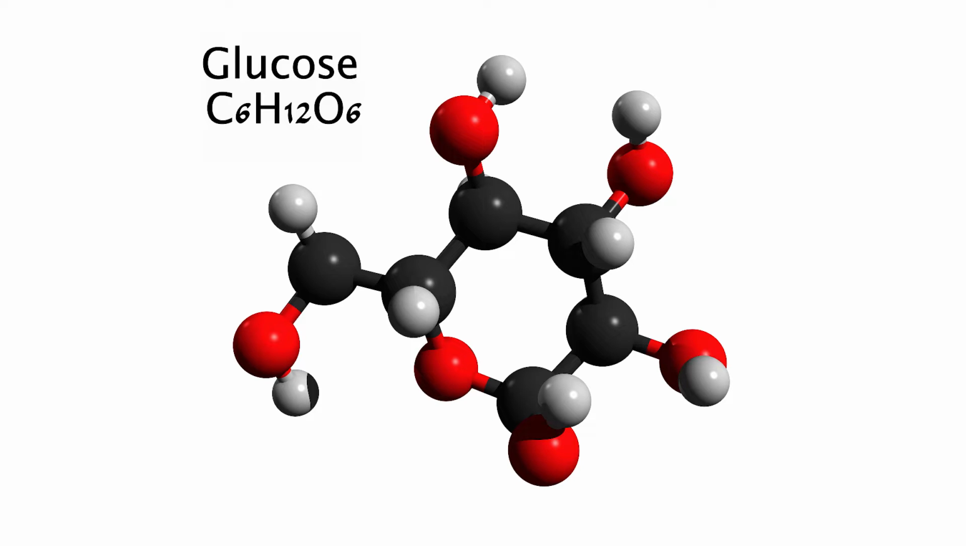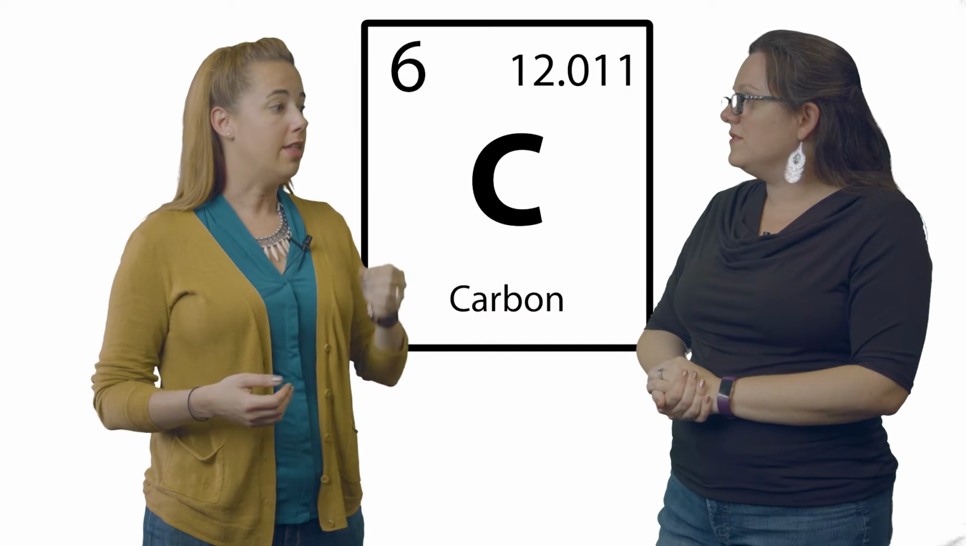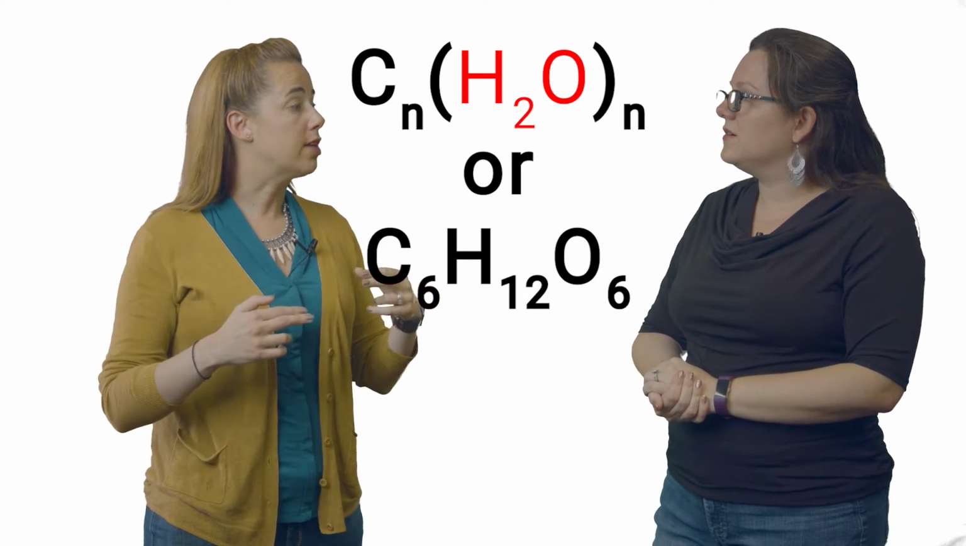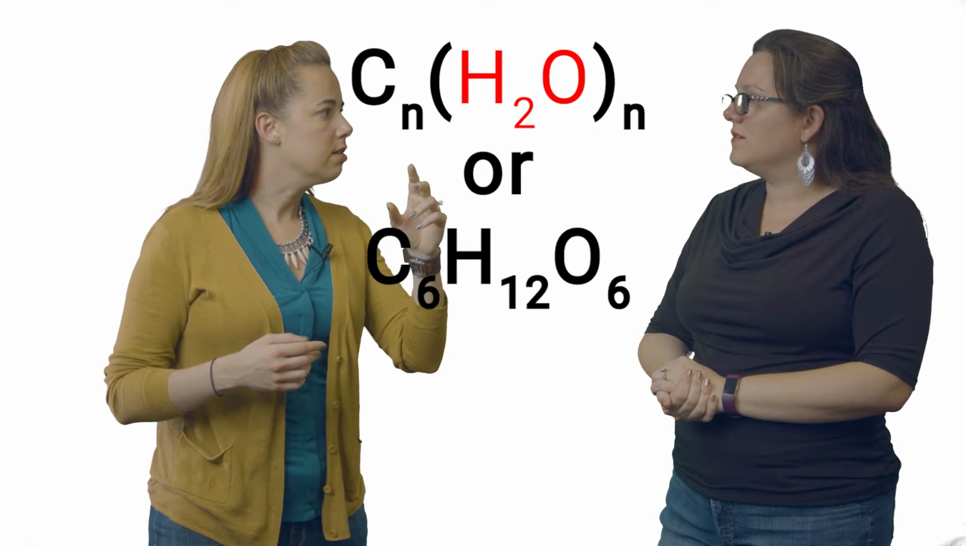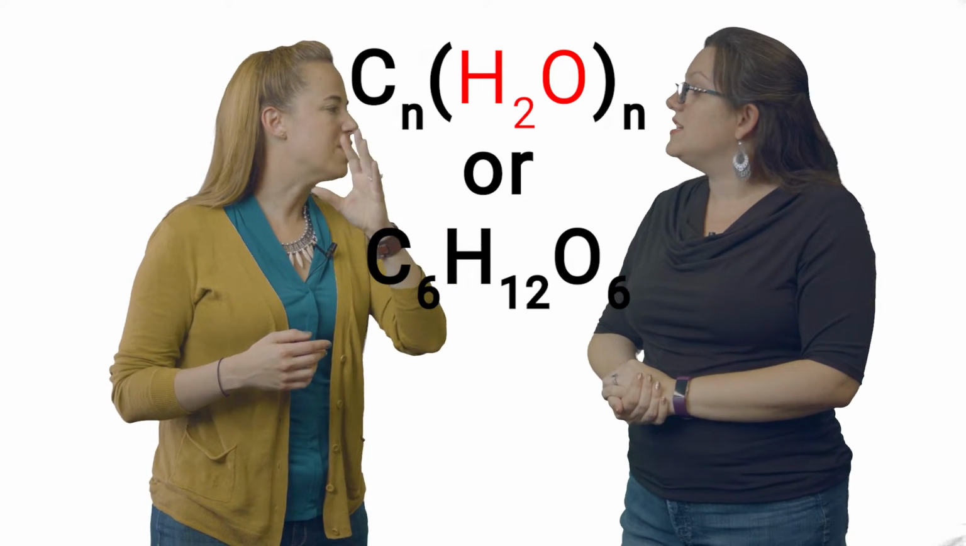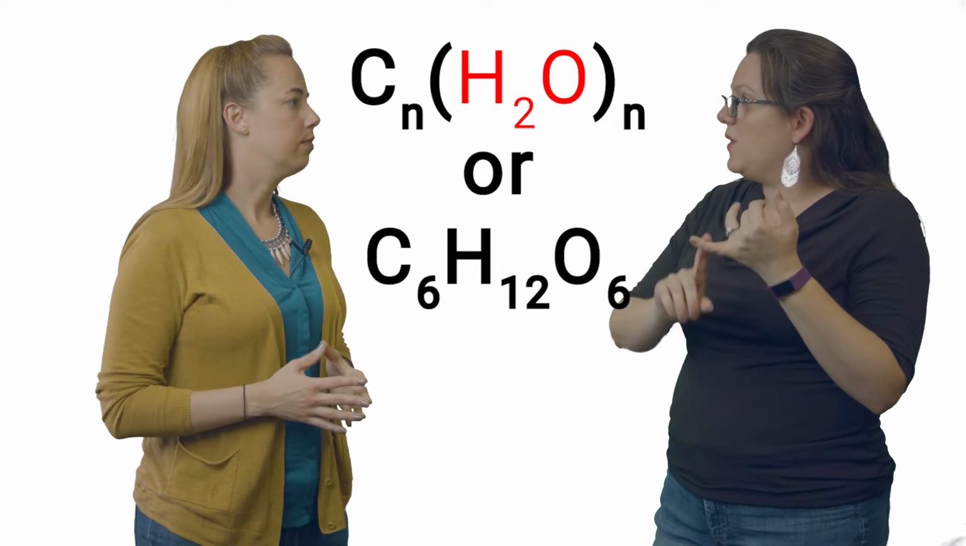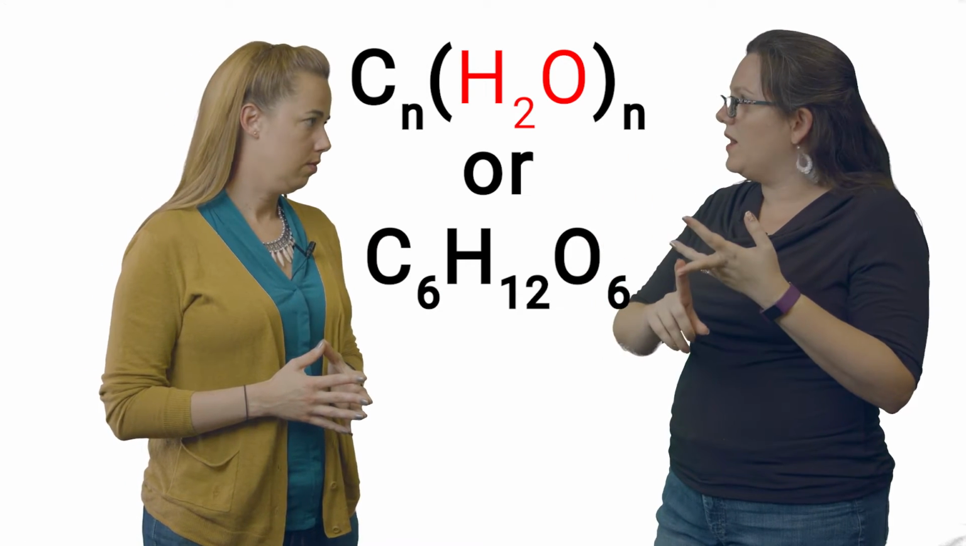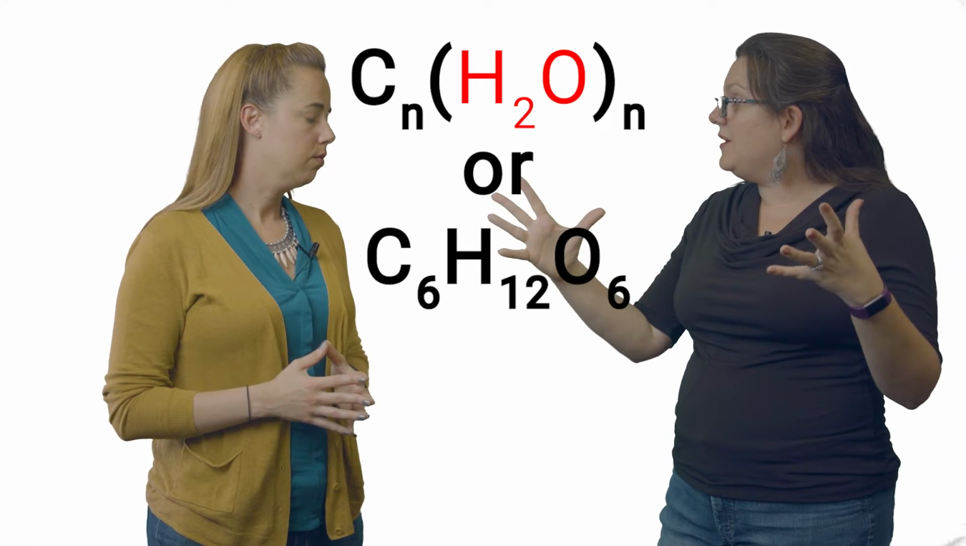So carb makes me think of carbon. Okay, and then hydrate makes me think of water. So CH2O. It's going to be this pattern over and over again. So glucose, C6 H12 O6. Exactly. So for every one carbon, 2 times the number of hydrogen. For every one carbon, 1 oxygen. So we see this pattern in the structure.